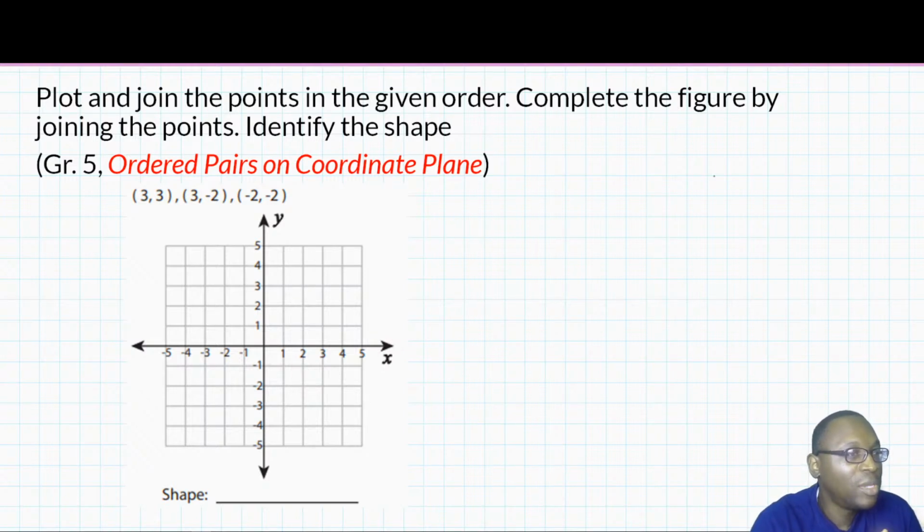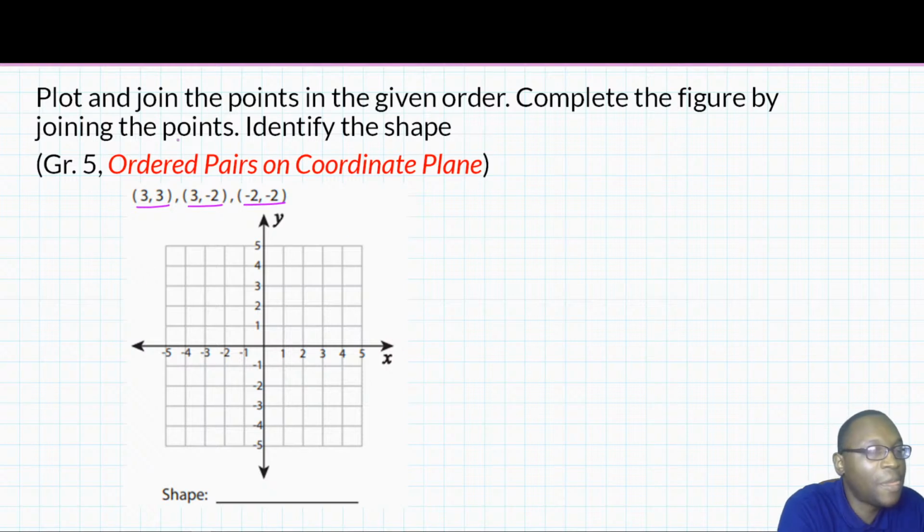So we have 3 points. We have the point 3, 3. We have 3, -2, and then -2, -2. So what we're going to do is, remember what I showed you last week, just have x, y, so that you know that the first one is x and the second one is y. First one is x, second one is y. So we're going to now try to plot this on a graph. So we look for 3, 3. We're looking for x is 3 and then y is 3.